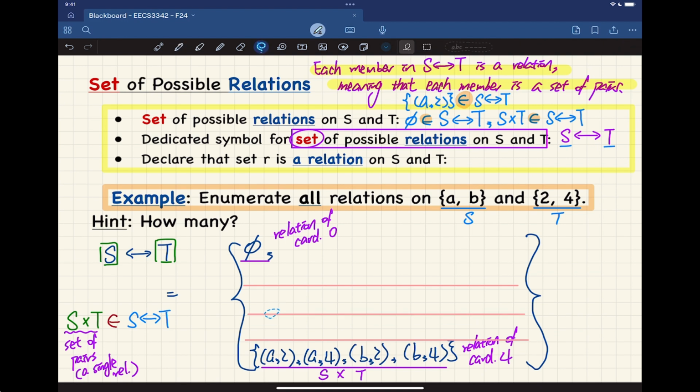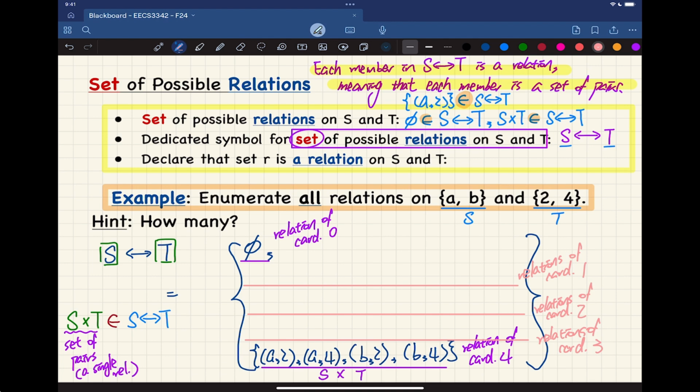So in the second row, we're going to put the relations of cardinality 1, and also relations of cardinality 2, and finally relations of cardinality 3. That's what we ought to do. Are you guys okay with the structure right now? It's important to see the flow before we get into detail.